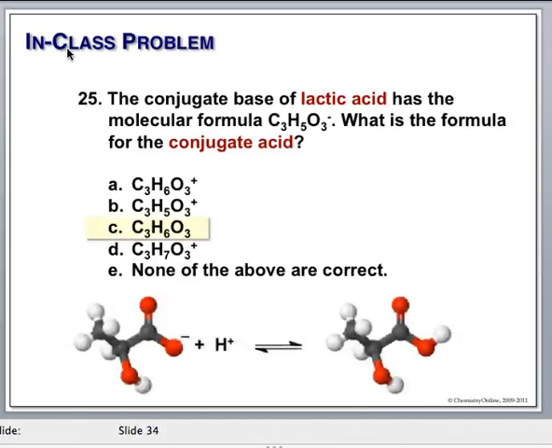This is what lactic acid looks like. This is the conjugate base. This is the acidic OH here. And all we're doing is losing this proton and its positive charge to form this.